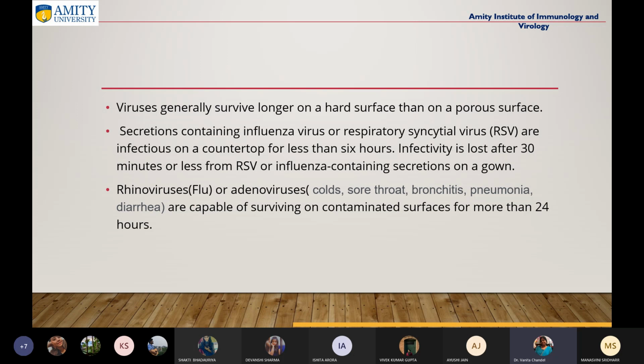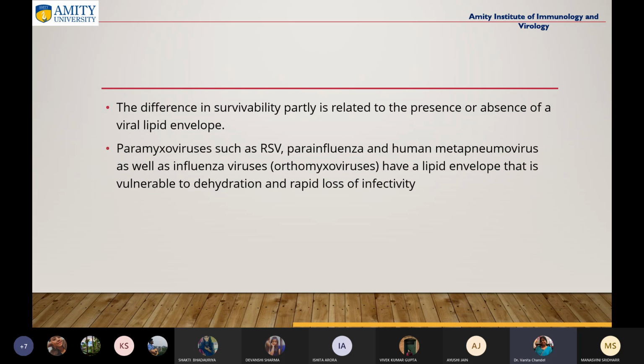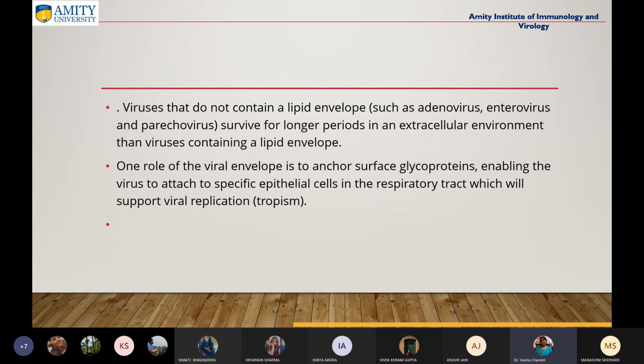The difference in survivability is related to the presence or absence of a viral lipid envelope. Paramyxoviruses such as RSV, parainfluenza, and human metapneumovirus, as well as influenza virus, have a lipid envelope, and that envelope is vulnerable to dehydration and rapid loss of infectivity. So they lose their infectivity easily. Viruses that do not contain a lipid envelope, such as adenovirus and enterovirus, survive for a longer period in an extracellular environment than viruses that contain a lipid envelope.